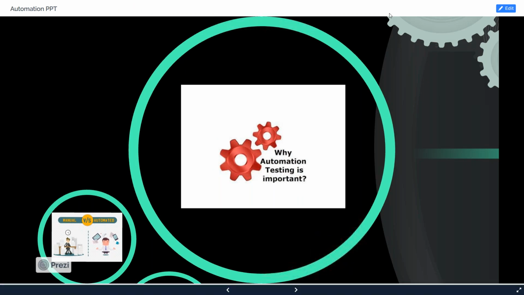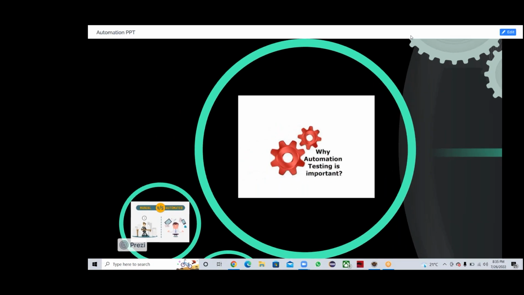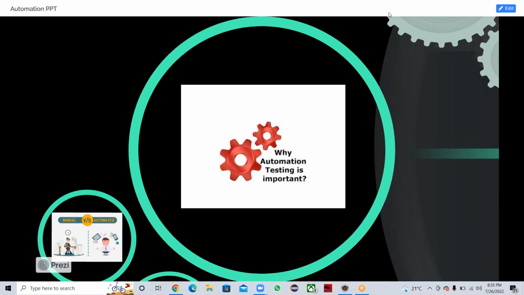As everyone knows, why automation testing is important, what is the purpose? Most probably people said it's saving time. It is used to make our life comfortable. Yes or no? As our friend Arpit Arora said.